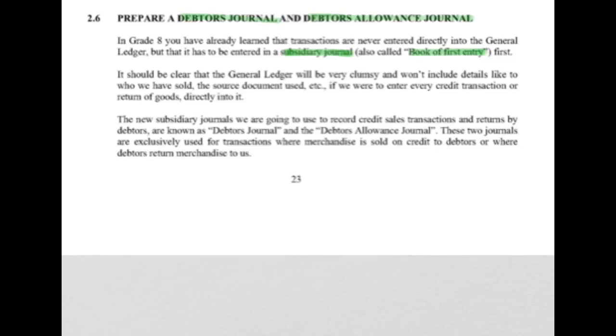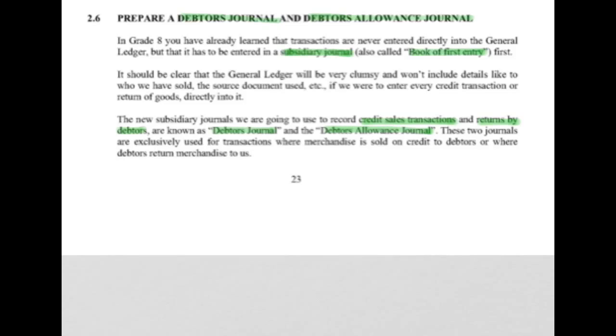It should be clear that the general ledger will be very clumsy and won't include details like to whom we have sold and the source documents used, etc., if we were to enter every credit transaction or return of goods directly into it. So the new subsidiary journals we are going to use to record credit sales transactions and returns by debtors are known as the debtors journal and the debtors allowances journal.